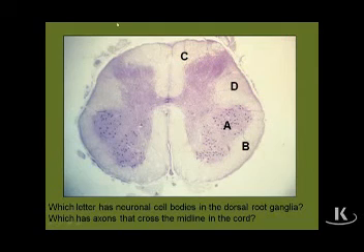levels. All right, so the first question is, which letter has neuronal cell bodies in the dorsal root ganglia? Well, it can't be A, because A is indicating the location of lower motor neurons, whose cell bodies are the large Nissl-stained structures in the ventral horn. So the question is, do the axons at B, C, or D have their cell bodies in the dorsal root ganglia? And the answer is letter C.